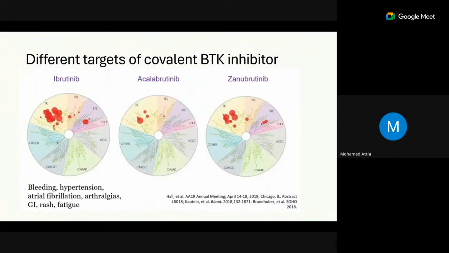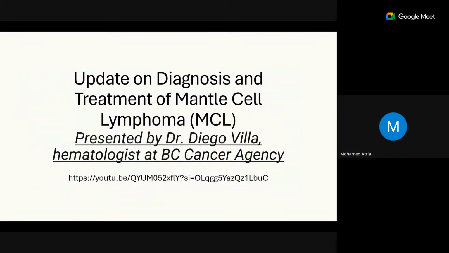Of course, acalabrutinib is the best of them because it attacks mostly the target, the big dot, with more specificity. I think ibrutinib is hitting more than one enzyme and gene, so it has a lot of side effects because it is non-specific. Zanubrutinib is similar to ibrutinib, but acalabrutinib is more specific than both of them. This is for the covalent kind of this disease.